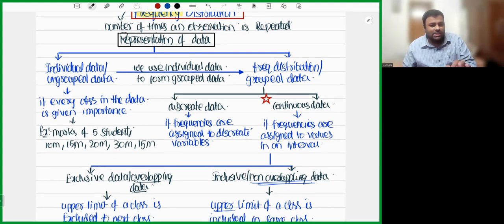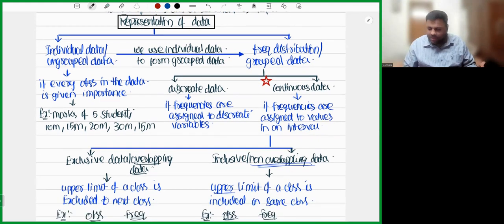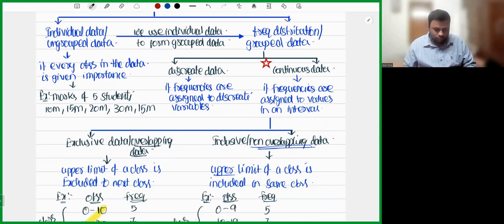This frequency distribution, also called grouped data, has two types: discrete data and continuous data. What is discrete data? What is continuous data? First, understand what is discrete. Discrete means a finite, countable number.